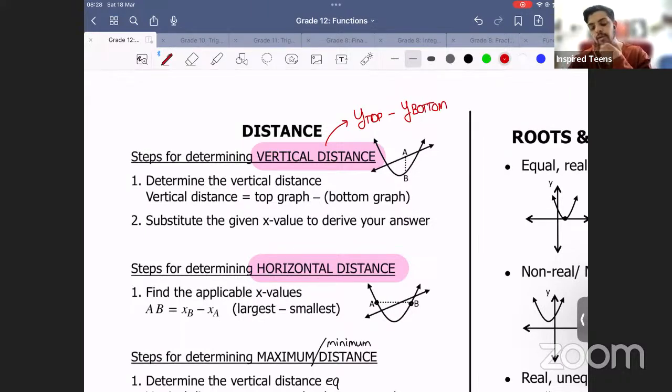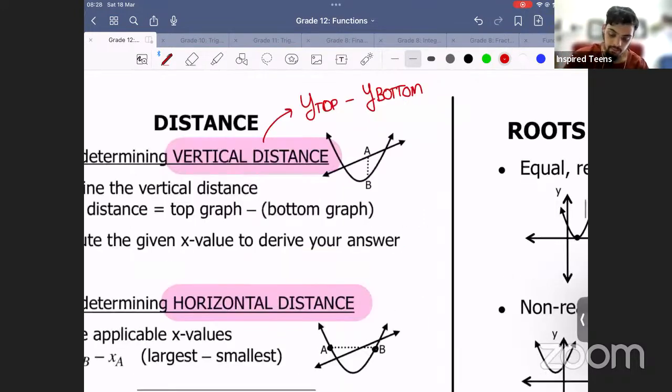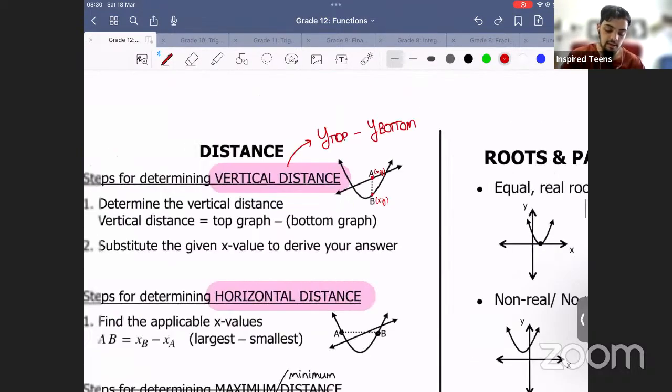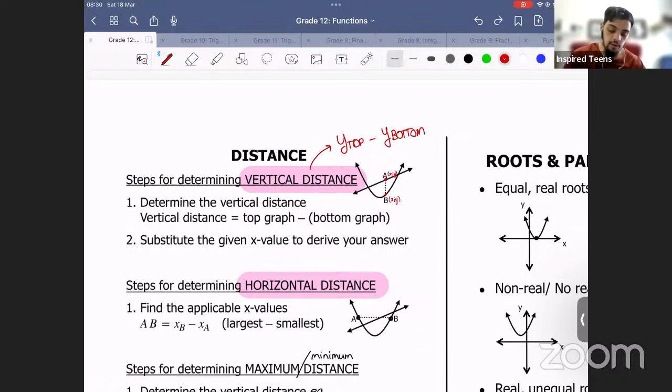Remember, vertical is a vertical line, so it's a straight line. So essentially we are saying A minus B, right? The y value of A minus the y value of B, if we want the distance between A and B, provided that the line between A and B is vertical. It's not skew. It's not a diagonal line. It's a vertical line. So we say y top minus y bottom.